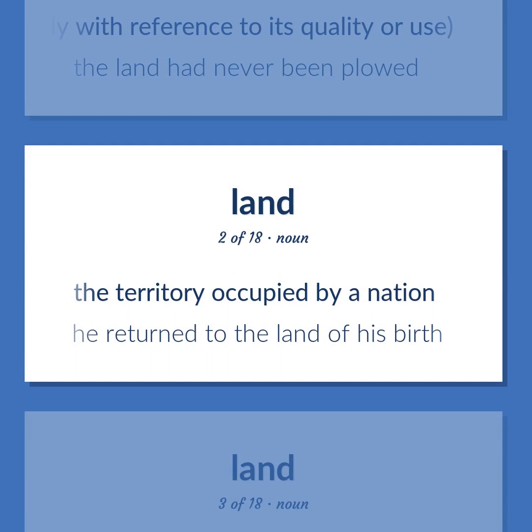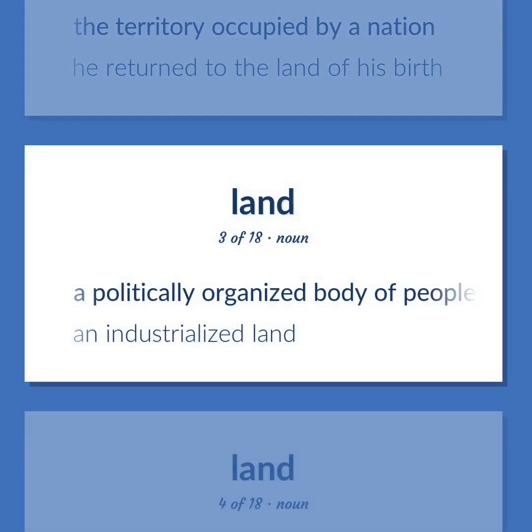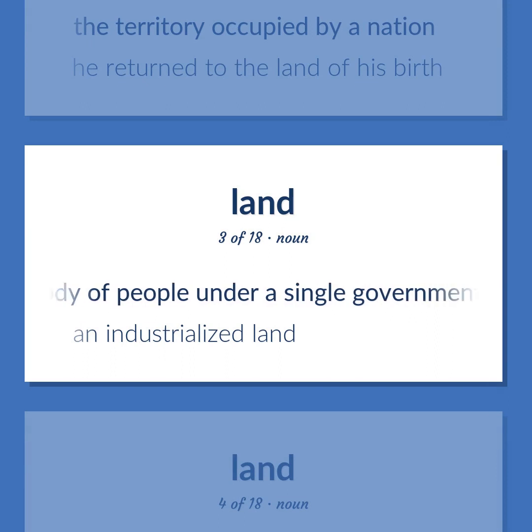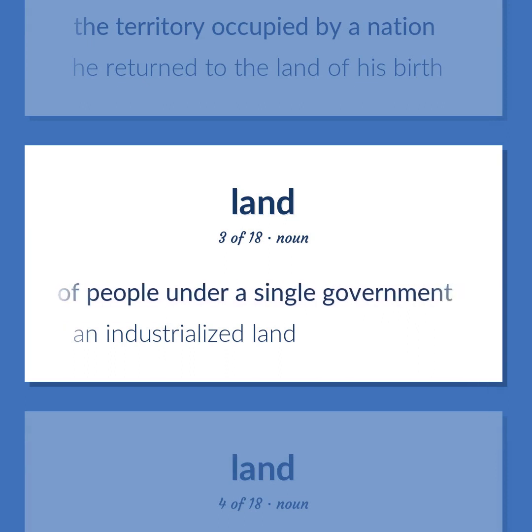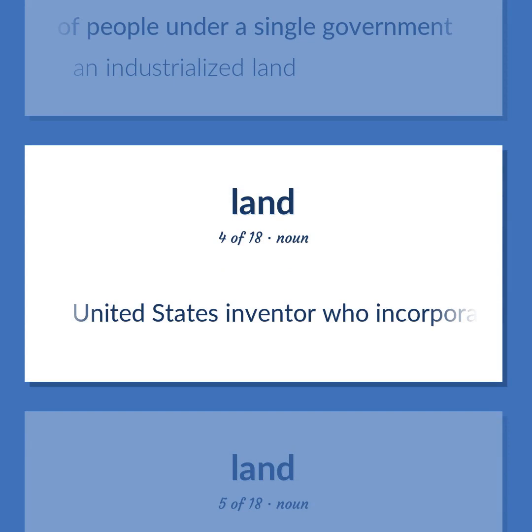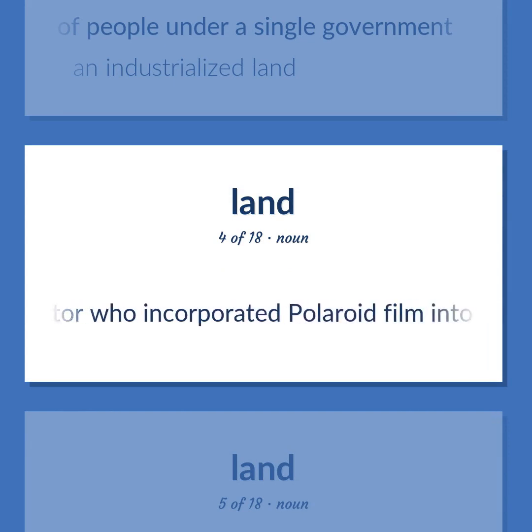The territory occupied by a nation. He returned to the land of his birth. A politically organized body of people under a single government. An industrialized land. United States inventor who incorporated Polaroid film into lenses and invented the one-step photographic process, 1909 to 1991.